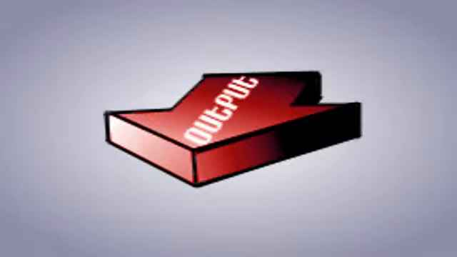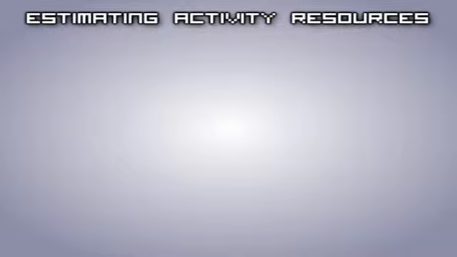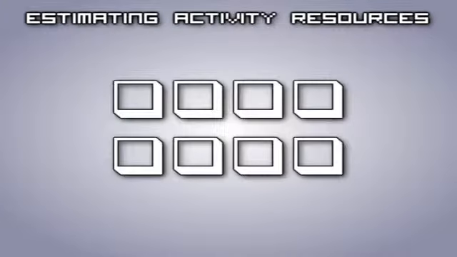The main output from the sequencing activities process is the project schedule network diagram. It is a schematic that displays the logical relationships among project activities and their sequencing. This process focuses on estimating how many resources a team should use to perform project activities.